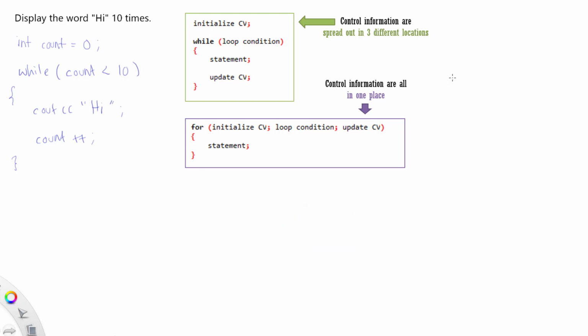Okay, so if you take a look here, when we create a while loop, of course, we would need three things for every repetition. Firstly, we would need an initialize. Next, we need an evaluate, and lastly we need our update. So if I give you this example right here, display the word hi 10 times.